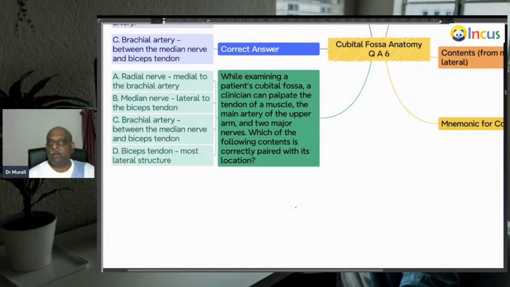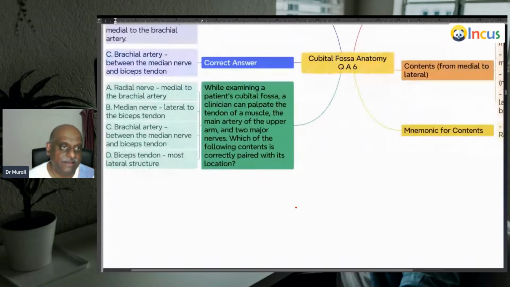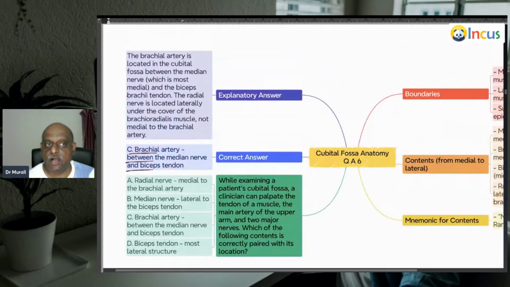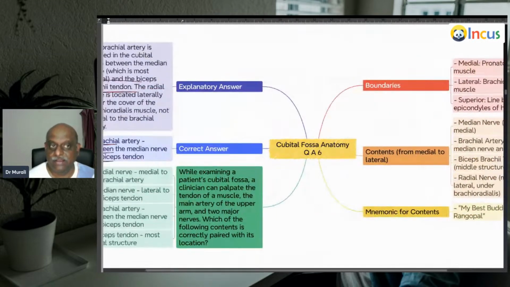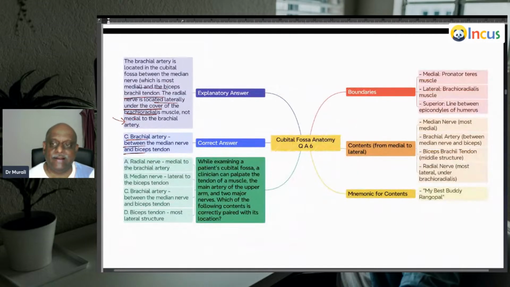You're examining the cubital fossa. The clinician can palpate the tendon of the muscle, the main artery of the upper arm, and two major nerves. Which of the following contents are correctly paired in this location? The brachial artery is between the median nerve and the biceps tendon, is the relationship you need to know. And the radial nerve is located laterally under the cover of the brachioradialis, not medial to the brachial artery.